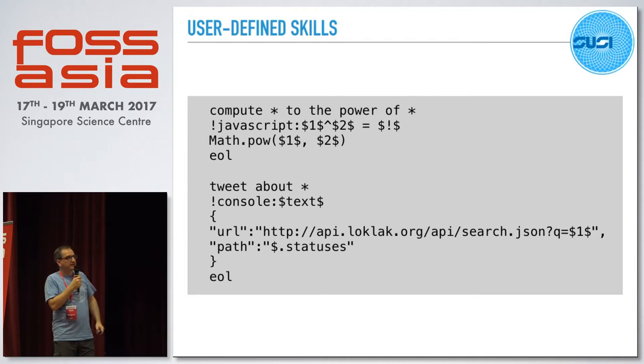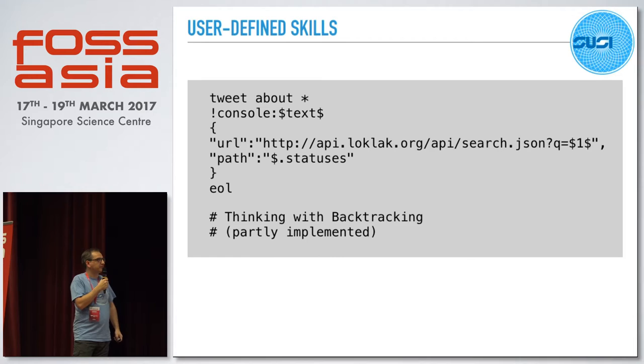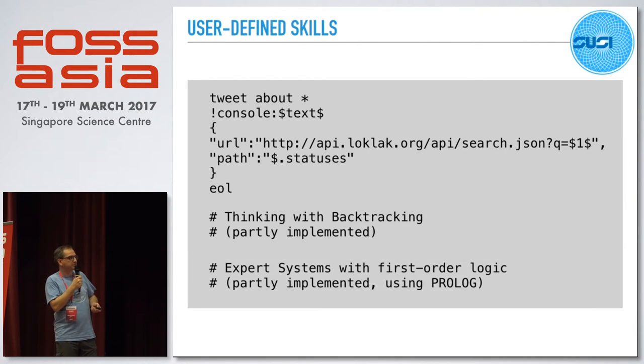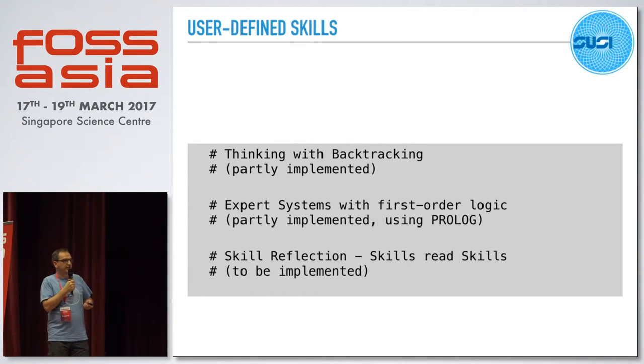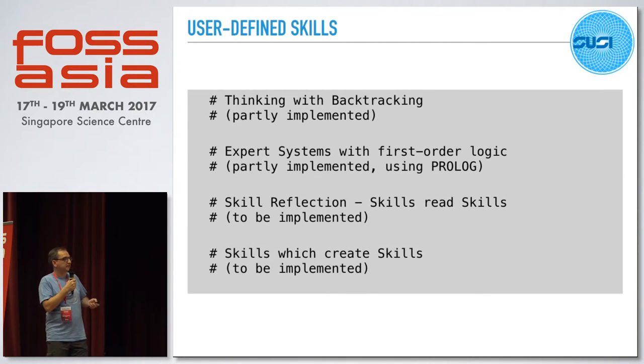So you might say, this is not so complex. In the future, we will do some more thinking with backtracking, so several answers can be considered. This is partly implemented, and it will create something like a first order logic. We can also plug in Prolog. Next thing is reflection, that skills are able to read other skills and say what's inside other skills. And finally, skills which create skills, so a self-learning effect is possible here.